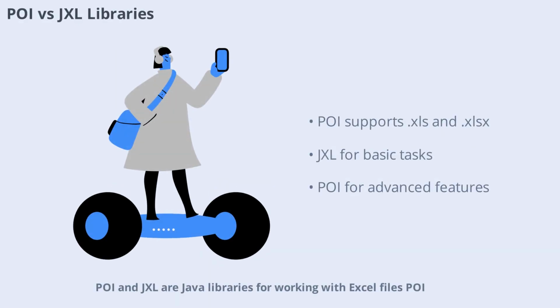POI and JXL are Java libraries for working with Excel files. POI, an Apache project, supports both old XLS and new XLSX formats and offers extensive features for manipulating Office documents. JXL is a simpler library, limited to the older XLS format and basic operations. For modern applications and advanced Excel handling, POI is the preferred choice, while JXL is suitable for lightweight tasks.